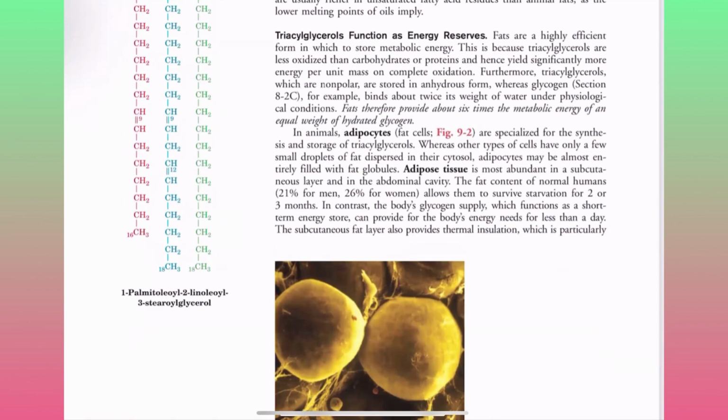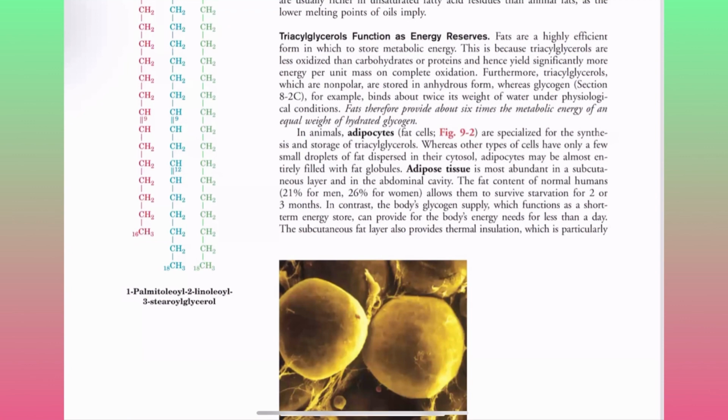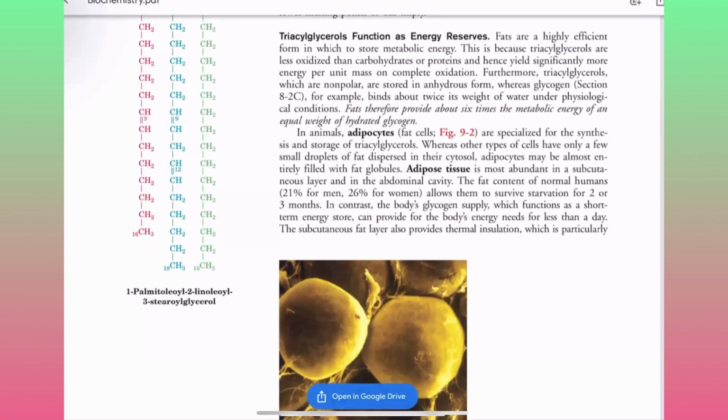Why are triacylglycerols better to store than carbohydrates or proteins? This is because triacylglycerols are less oxidized than carbohydrates or proteins and hence yield significantly more energy per unit mass on complete oxidation. Moreover, triacylglycerols are anhydrous. They are not stored along with water, whereas glycogen or other storage molecules are always present along with water. That's why they occupy more space than triacylglycerol.